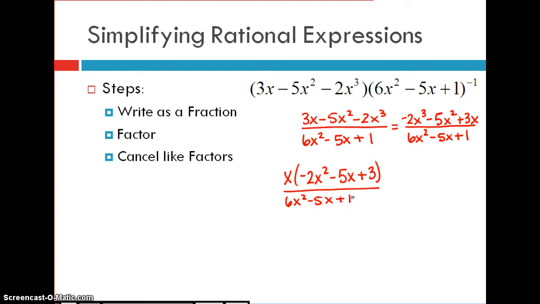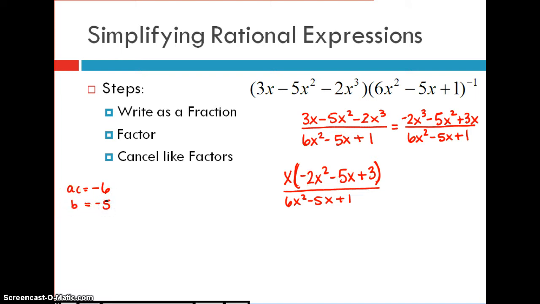Okay, then the next thing that we should notice is that we have 2 quadratics, one on the top, one on the bottom, and we can use our AC method. So I'm going to factor first this first expression on the top. So AC is negative 6, and it has to add to a negative 5.